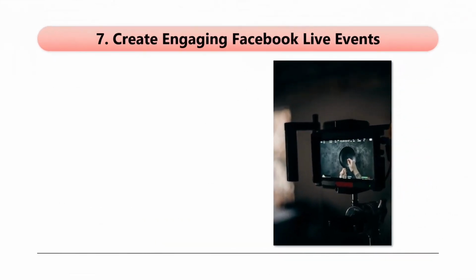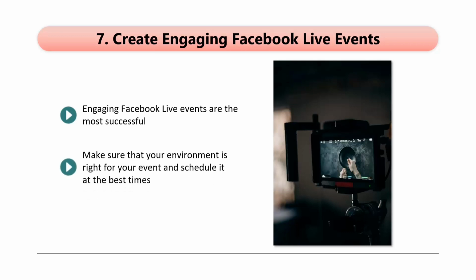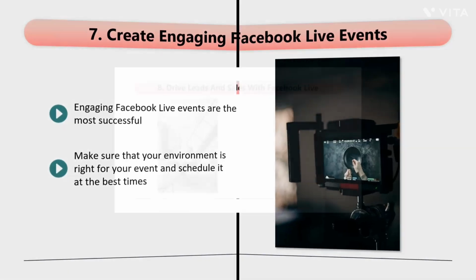7. Create engaging Facebook Live events. Engaging Facebook Live events are the most successful. Find out what your audience wants and create events around this. Make sure that your environment is right for your event and schedule it at the best times. Update your audience regularly during your event and persuade them to interact with you. Review your events afterwards to see what you can do better.